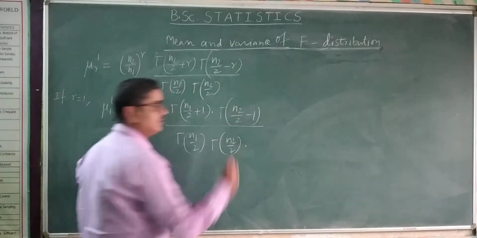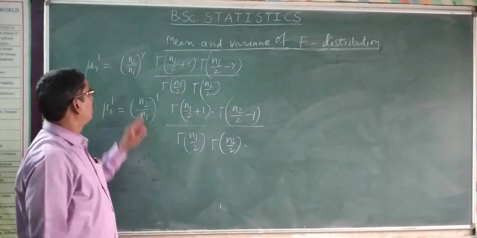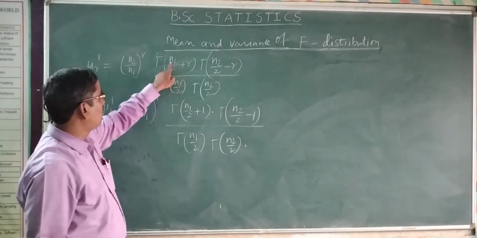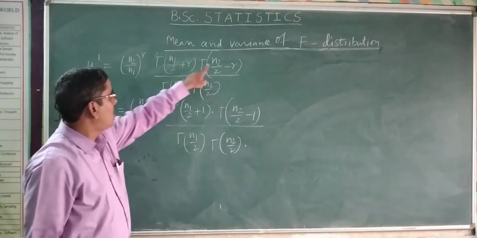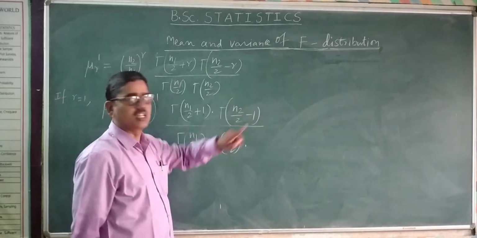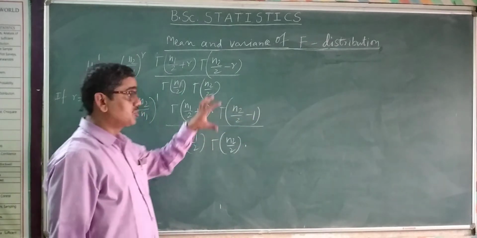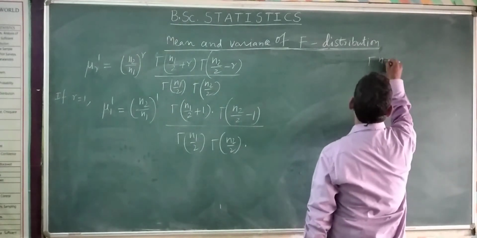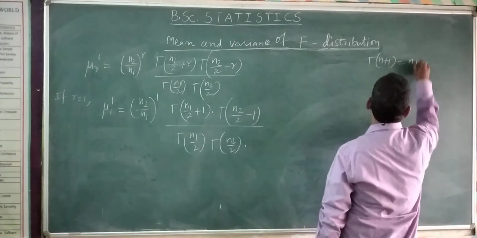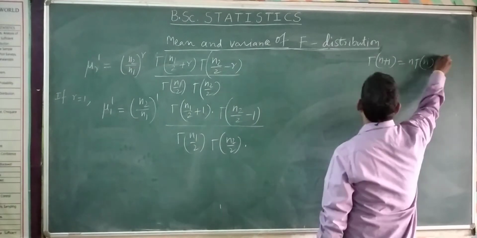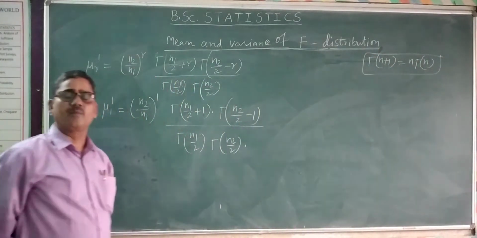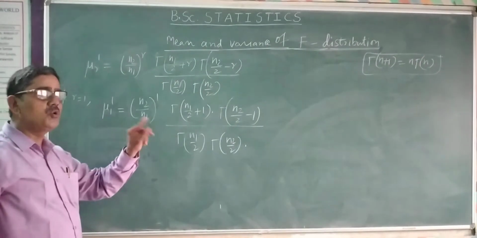This is after substituting r is equal to 1: n2 by n1 whole power 1, n1 by 2 plus 1, gamma n2 by 2 minus 1. To simplify this, you apply the formula of gamma n plus 1 is equal to n into gamma n. This is the result used. With the formula, you calculate this.